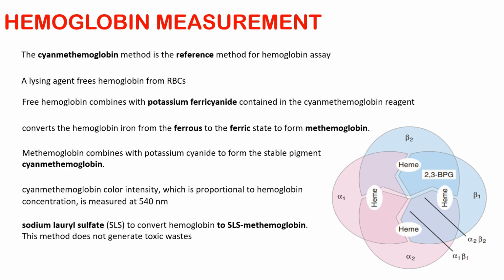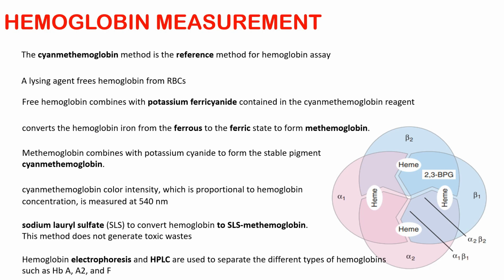Sodium lauryl sulfate is used to convert hemoglobin to sodium lauryl sulfate methemoglobin. This method does not generate toxic wastes. Hemoglobin electrophoresis and HPLC are used to separate the different types of hemoglobins such as hemoglobin A, A2, and F.